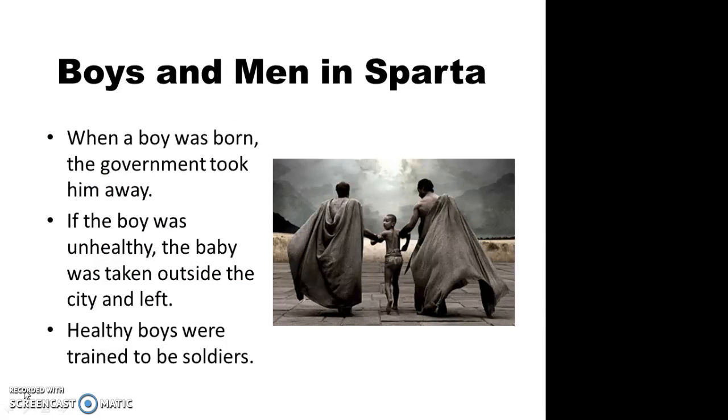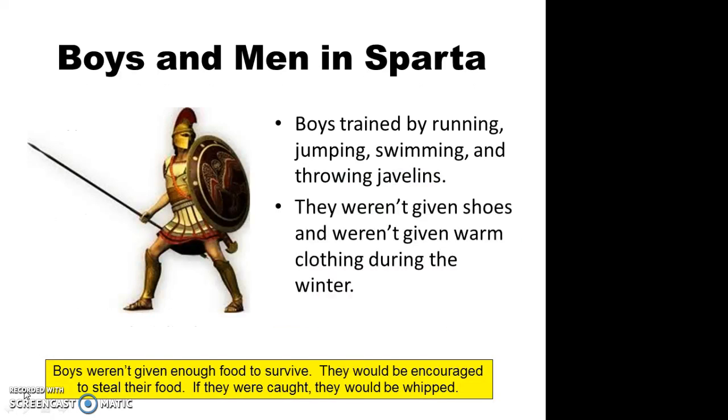This is obviously a picture from the movie Sparta. When boys were born, the government took them away. If he was unhealthy, he was taken outside the city and left to die. Healthy boys were trained to become soldiers and be part of the Spartan army. Boys trained by running, jumping, doing those kind of things. They weren't given shoes. They weren't even given warm clothing during the winter. Boys were given enough food to survive. They had to steal their food, which made them tougher. If they got caught, they'd be whipped.